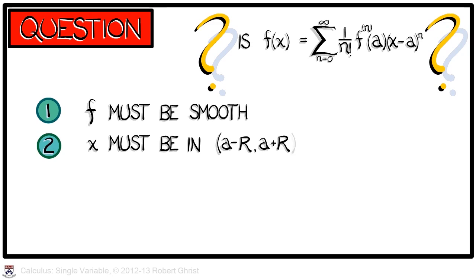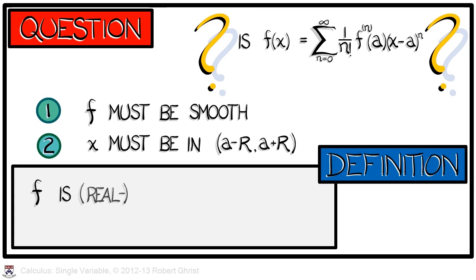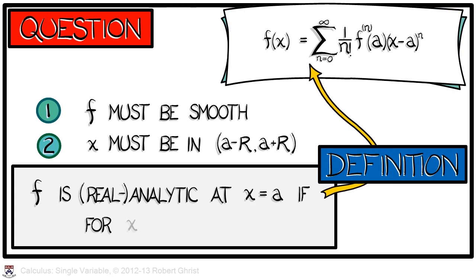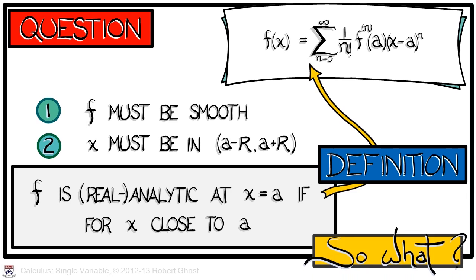Secondly, x must be within the domain of convergence, that is, within R of a. Very good, but even with both of those conditions satisfied, it's not enough. In fact, we make the definition that f is a real analytic function at a if, for all values of x close to a, the Taylor series exists and converges to f of x. Now, why would we need such a definition? Some functions are not real analytic.